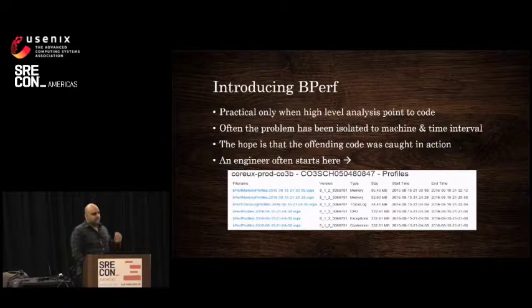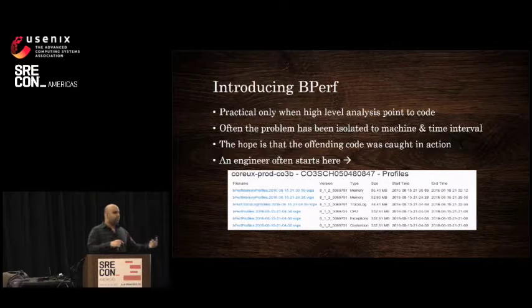Again, this kind of analysis is practical only when high-level analysis points to code. And oftentimes, it doesn't have to be a single machine, but you've isolated it to a set of machines, and you can look at this machine in isolation at a specific time interval. This is the most common use case of BPerf we have in the code. And the hope is that you've found the offending code in action. We didn't used to always run the profiler 24/7, and then we realized we were missing many cases where things were not caught in action.